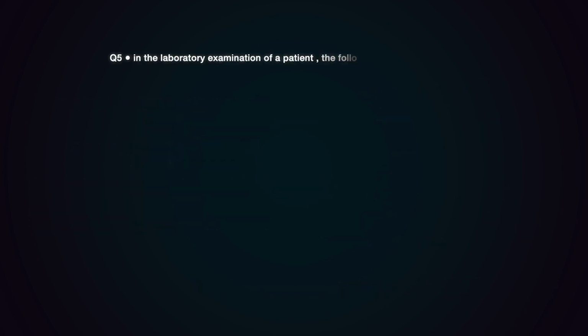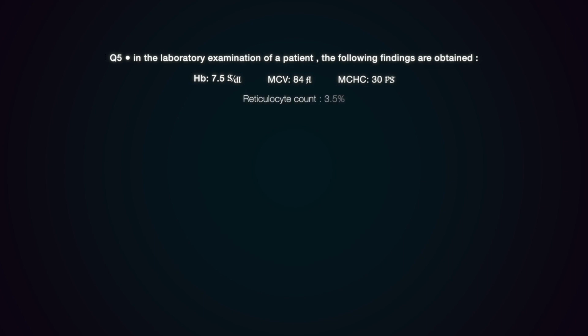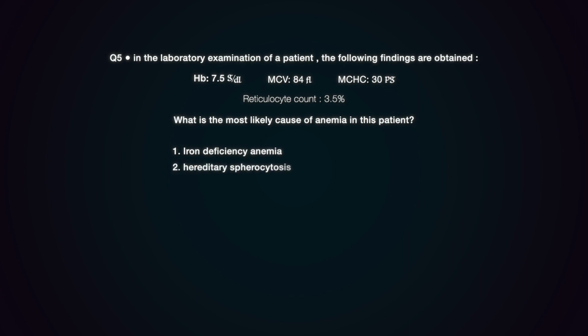Question 5. In the laboratory examination of a patient, the following findings are obtained. Hemoglobin 7.5, MCV 84 femtoliter, MCHC 30, and reticulocyte count 3.5%. What is the most likely cause of anemia in this patient? 1. Iron deficiency anemia, 2. Hereditary spherocytosis, 3. Hemolytic uremic syndrome, and 4. Chronic kidney disease.